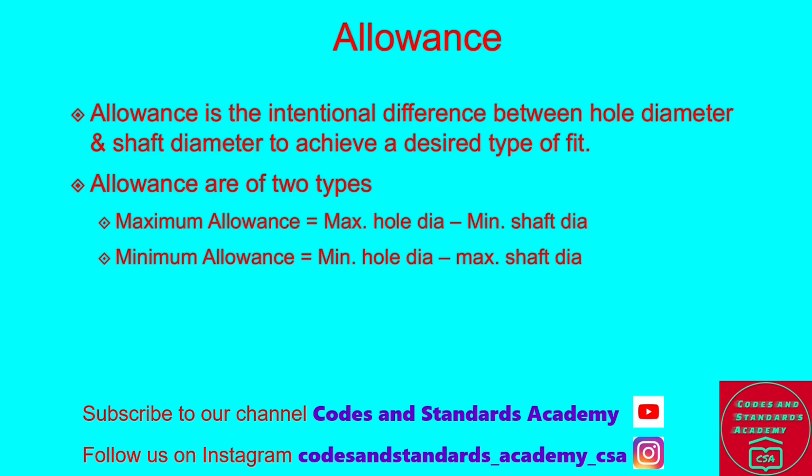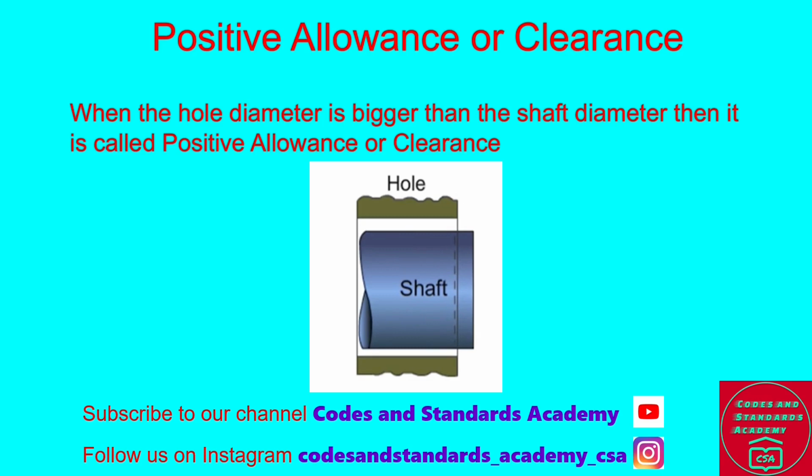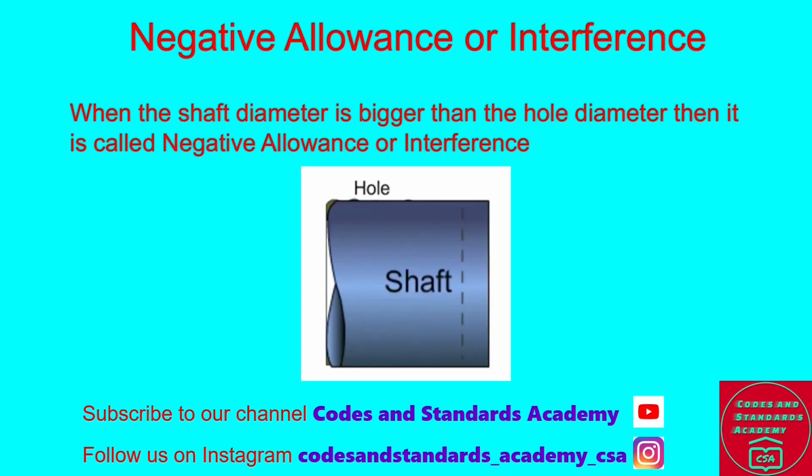Allowances are of two types. Maximum allowance, that is the difference between maximum hole diameter and a minimum shaft diameter, and a minimum allowance, which is a difference between minimum hole dia and maximum shaft dia. Clearance or positive allowance. When the hole diameter is bigger than the shaft diameter, then it is called a positive allowance or clearance. As you see, there is a clearance between the shaft and the hole.